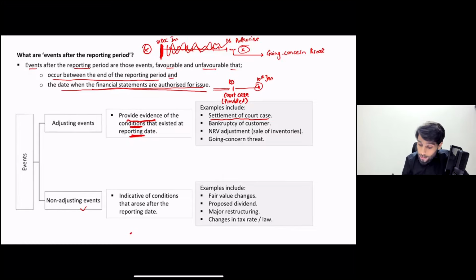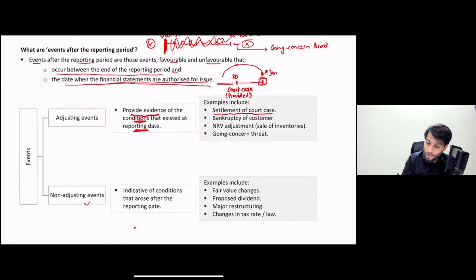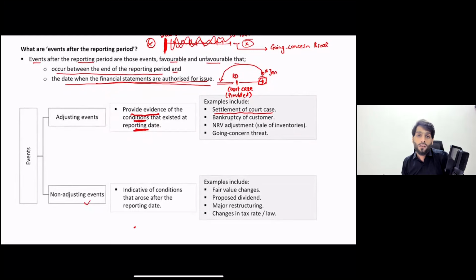Now, this unfavorable event, although it happened after the reporting period, but conditions of this type of event, favorable or unfavorable, existed at the reporting date, and it is clearly evident because you had provided for this court case based on your own probabilities. So the risk was already there. The conditions already existed at the reporting date. So what IAS 10 says is, although this transaction happened after the reporting date, you should call it an adjusting event and adjust it within the current financial statements.